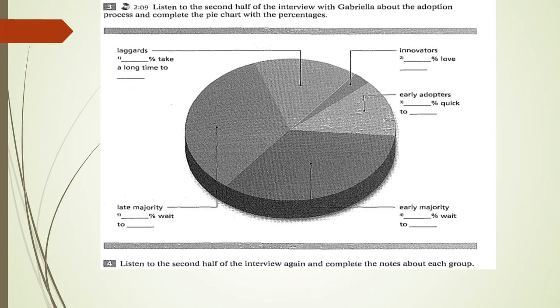And here, listen to the second half of the interview with Gabriela about the adoption process and complete the pie chart with the percentages. I think it's not very difficult for you because you had exercises like this before. Listen to the second part of the interview again and complete the notes about each group.